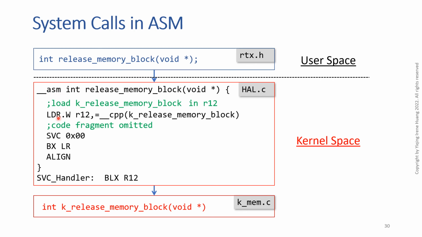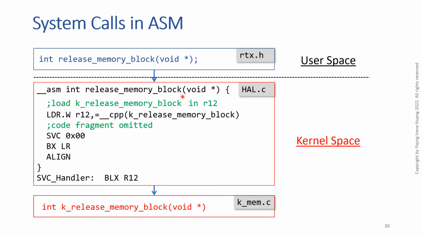And then we're going to load R12 with the C function entry point. So this is the specific syntax of accessing a C symbol from the assembly language. That's the reason why we use C, because C and assembly work together very well. And then we raise the SVC 0.